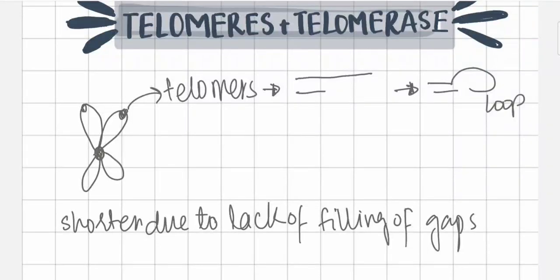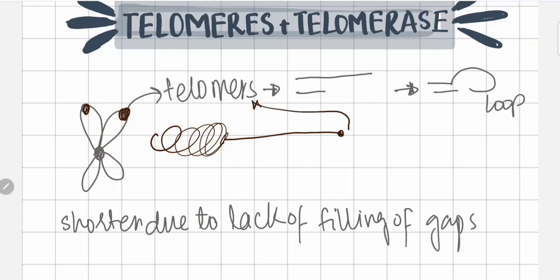So today we are going to talk about telomeres and the enzyme telomerase. So first, what are telomeres? Telomeres are basically the ends of the chromosomes. Or you could just say, because DNA is one big molecule, the very ends are going to be telomeres.